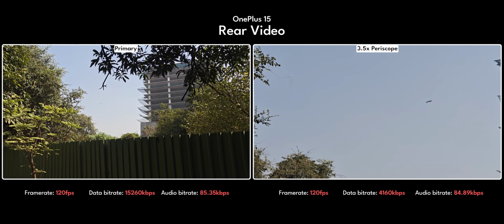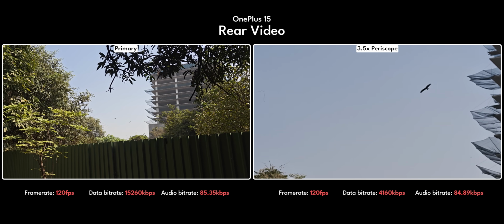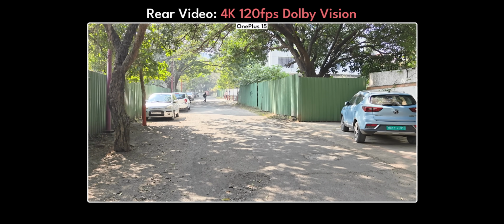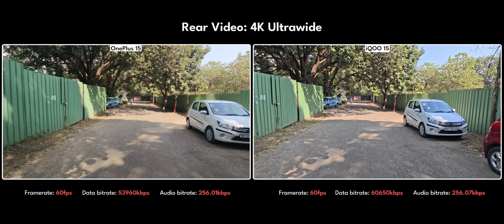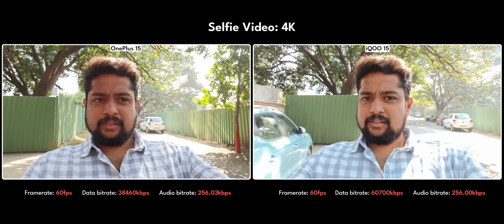Firstly, you can shoot 4K 120 FPS videos using the primary camera and the zoom camera. In fact, you can shoot Dolby Vision videos on the OnePlus 15, which you can't on the iQOO 15, and you can also shoot log videos. And if you look at the videos recorded using the ultra-wide, the zoom, and the selfie camera, I feel like OnePlus does a better job compared to iQOO.